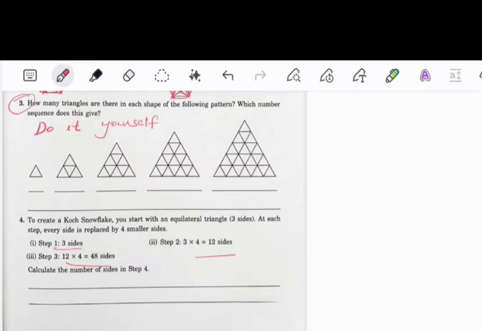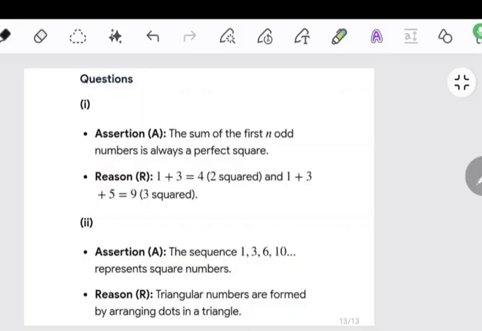So calculate the number of sides in step 4. We know we can multiply the number of sides by 4. So 48 into 4, that is 192. Okay, this is the answer. This is very easy. Notice the pattern. Each step has 4 times as many sides as the previous step. Okay, clear? Assertion reason questions.